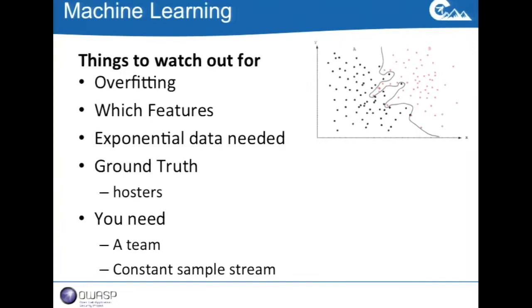I mentioned exponential data. One of the problems we have faced in the past is when you build a machine learning-based system, you need the ground truth. You need to train the system to say, here are 10 samples. This is good, this is bad. When it's 10 samples, hey, it's easy. You can spend a day max. It's all good. When it's 10 million samples, who's going to look at it?